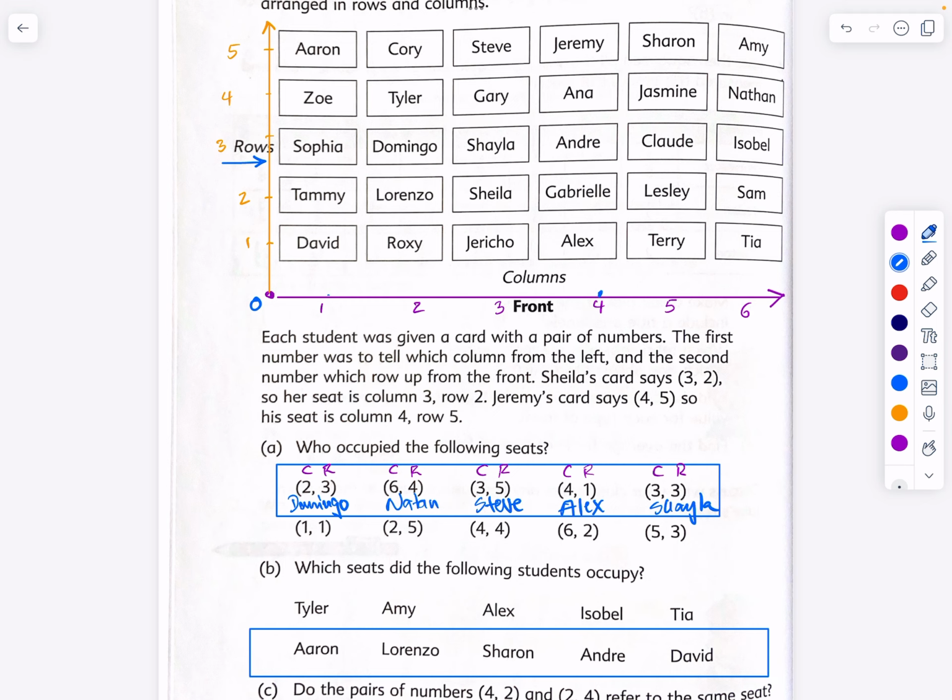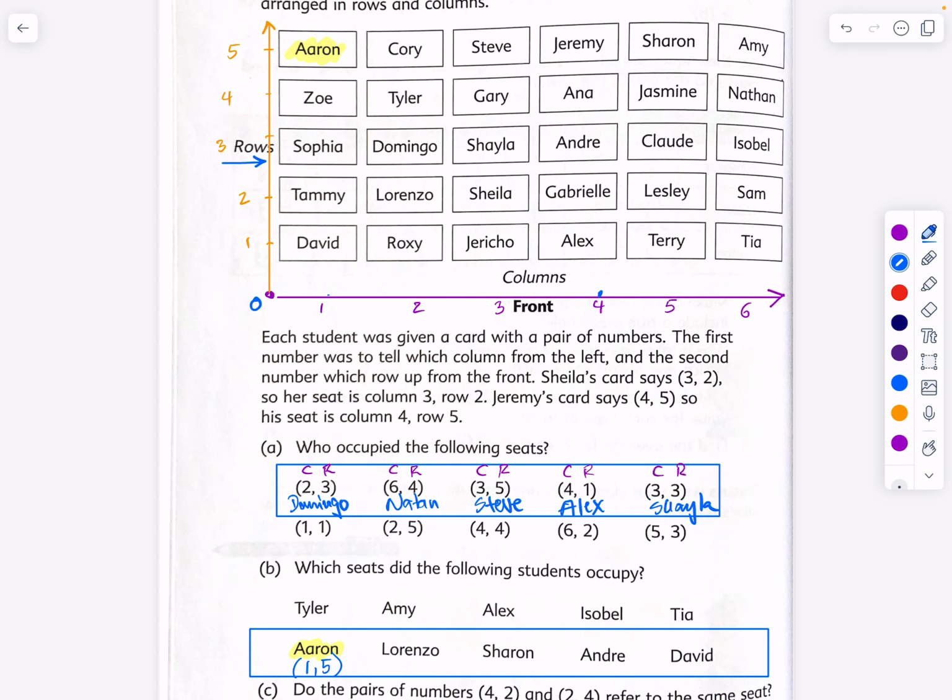Now, for Aaron, which seat is Aaron in? Let's find Aaron. Oh, Aaron is all the way here. This is Aaron right here. So where is he? He's in the first column and all the way to the 5th row. So we simply write first column and 5th row.